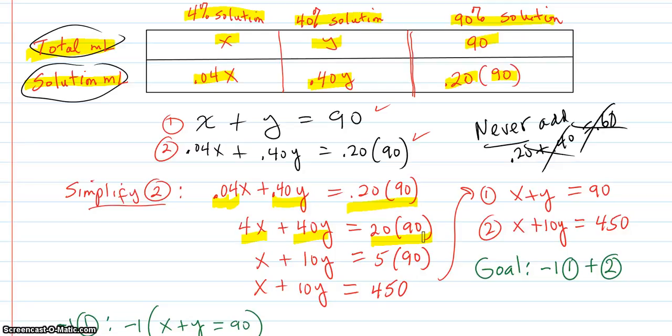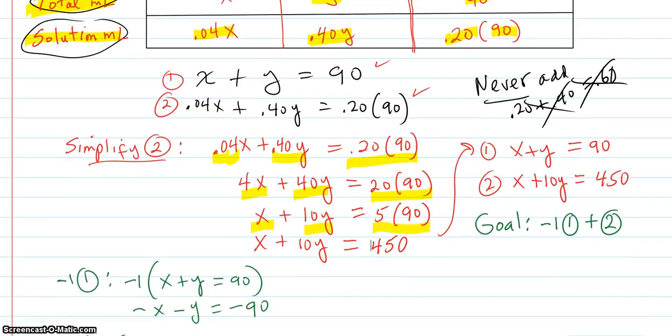Then we're going to use another trick of the trade that we've seen previously. Divide by 4, because 4 divides into all three numbers here. 4 goes into 4 once, so you get x. 4 goes into 40, 10. 4 goes into 20, 5, and then you multiply out, 5 times 90, 450. So you don't work with the big numbers if you don't have to. So that's the cleaned up number 2.